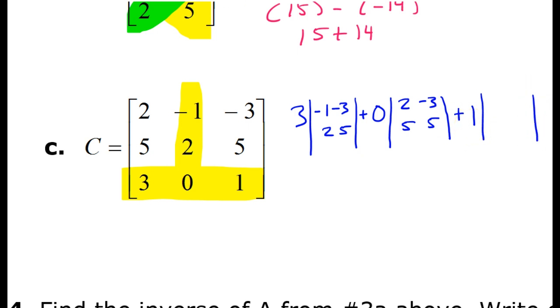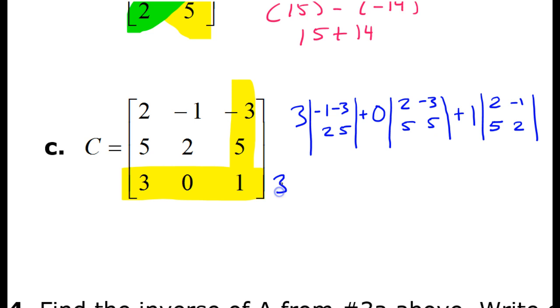Now I'm going to look at the 1. Because I'm looking at the 1, now I will cancel out that column. So the submatrix that's left behind is 2, -1, 5, and 2. That was not a very good 5. Okay, so we're going to do these multipliers, these cofactors, times the determinant of these little submatrices.